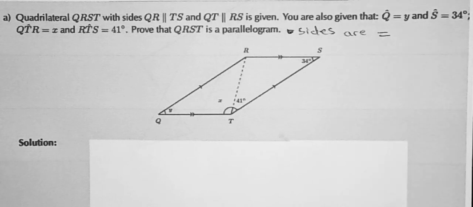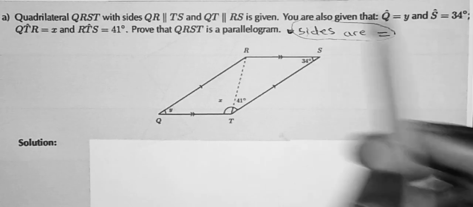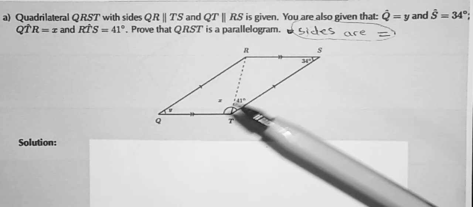Quadrilateral QRST with sides QR parallel to TS and QT parallel to RS is given. You're also given that angle Q is equal to 34 degrees and angle S is equal to 34 degrees. Angle QTR is equal to x and angle RTS is equal to 41 degrees. Prove that QRST is a parallelogram. So you have to prove whether the opposite sides are equal in order to prove this is a parallelogram.